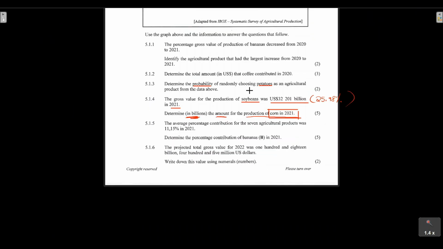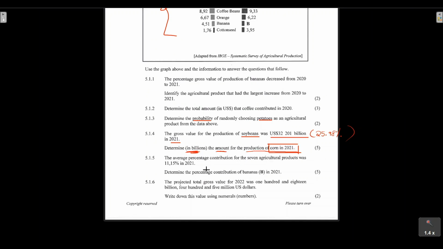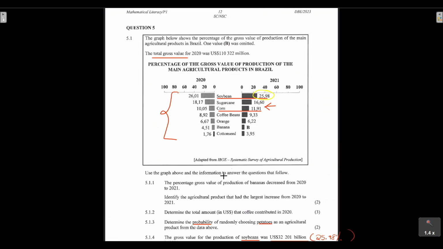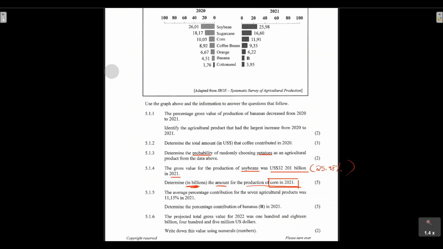So look at question 5.1.5. It says the average percentage contribution for the 7 agricultural products was 11.15% in 2021. Okay, so I'm just going to erase this so that you guys are able to follow properly. We're given the average percentage contribution for the 7 agricultural products, and we're focusing just on 2021.